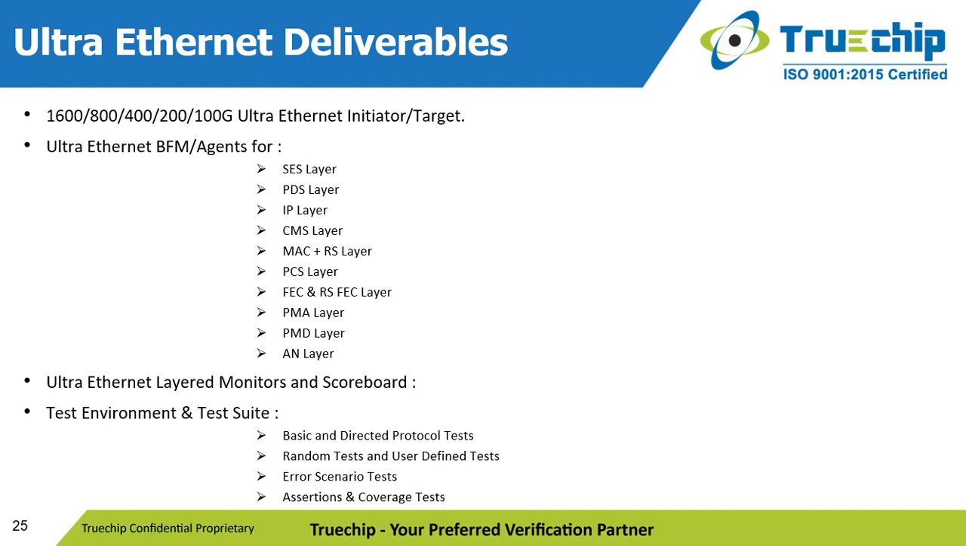Ultra Ethernet deliverables. The deliverables include initiator and target models for speeds up to 1600 G. The user will receive bus functional models or agents for every single layer of the stack, from semantic and PDS down to PMA and AN. The package also includes comprehensive layered monitors and scoreboards that we discussed, a comprehensive test environment, and all the test suites we just covered: the basic, random, user-defined, and error scenario test cases.